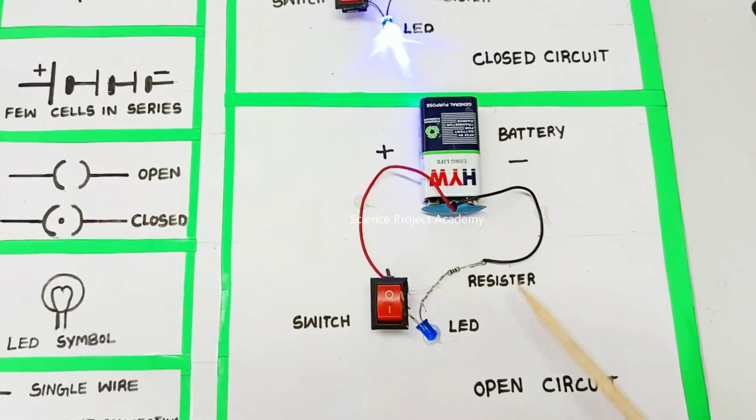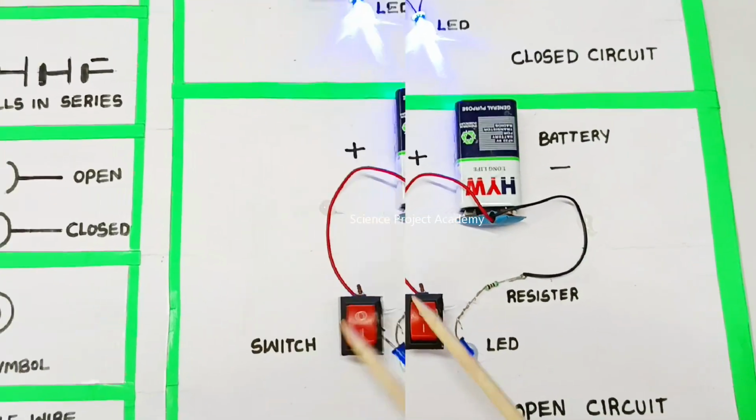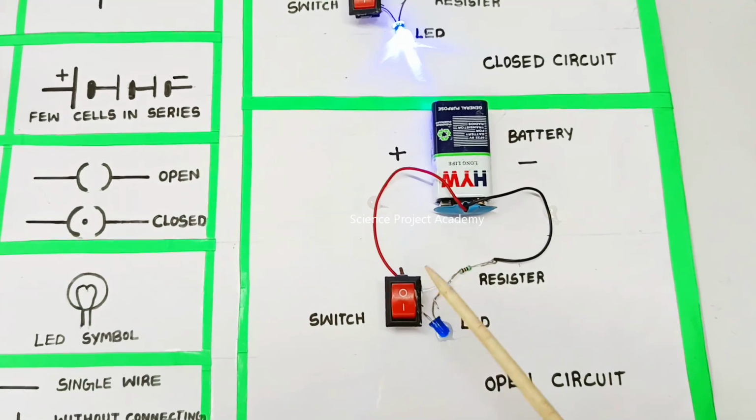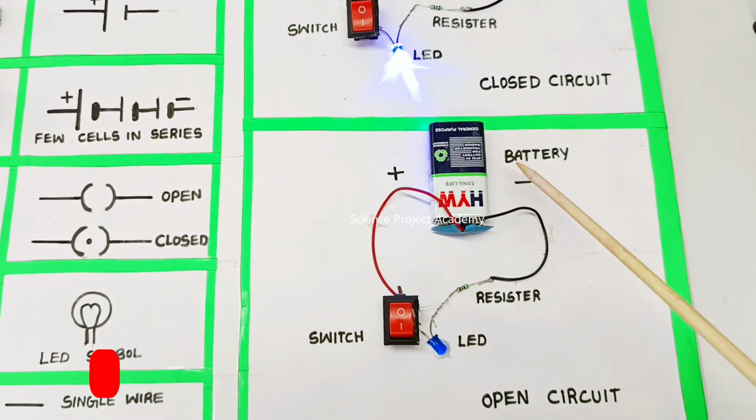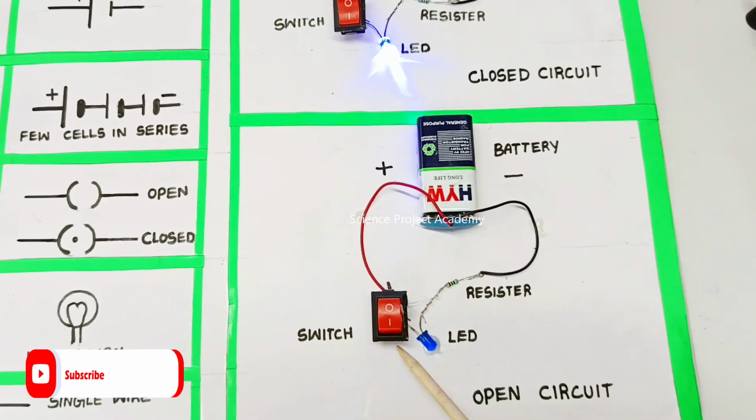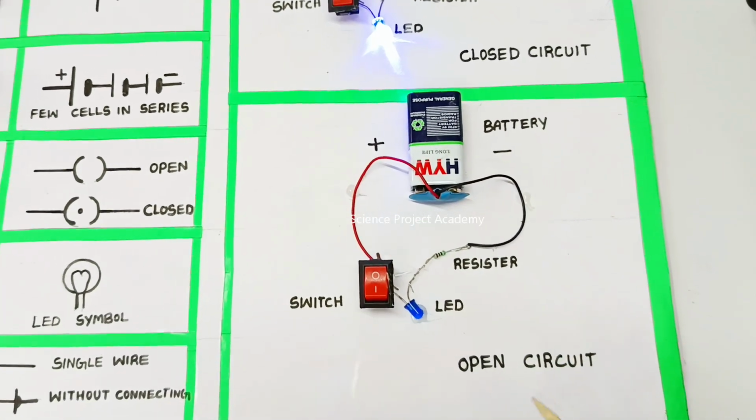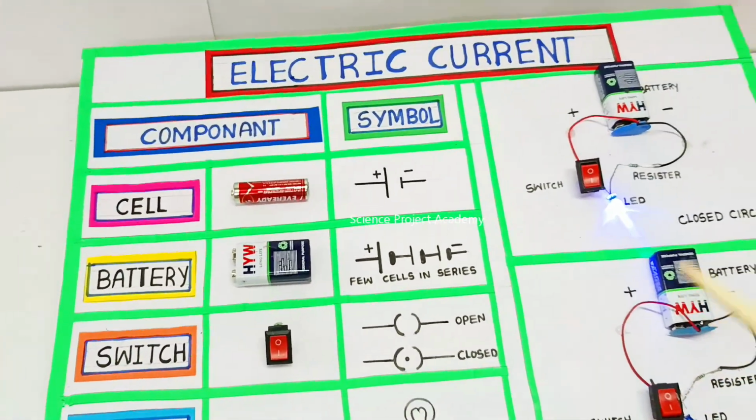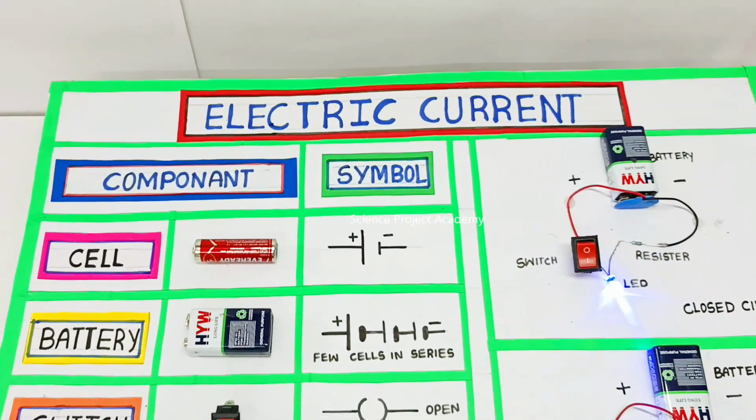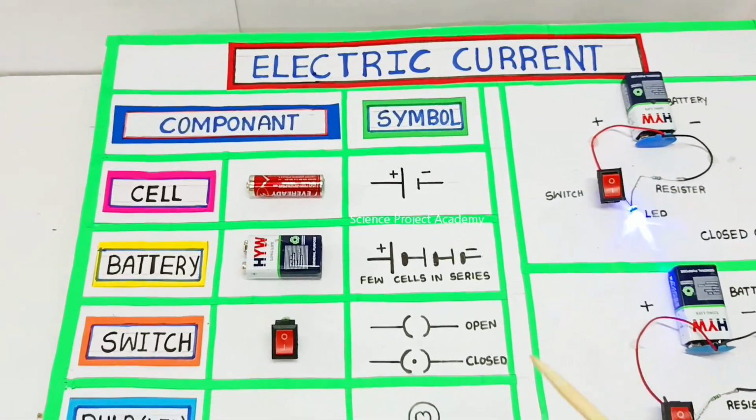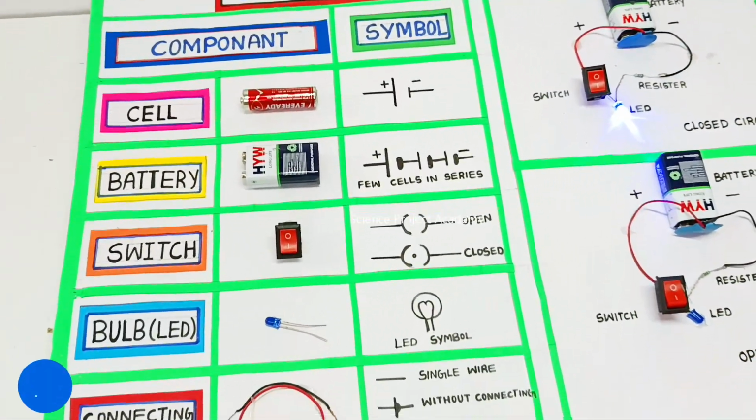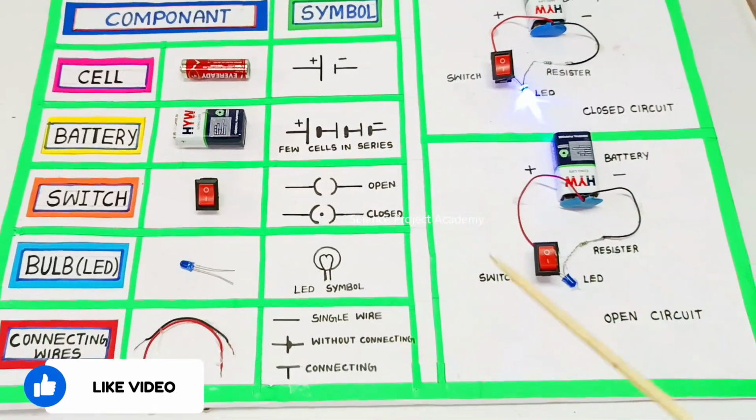And here the circuit is open because this switch is not on. That means the power is not passing from the resistor to the LED and to the switch. That is the representation of the open circuit. I hope you see how the various components can be represented in a simple panel. That's what we have demonstrated in this working model.